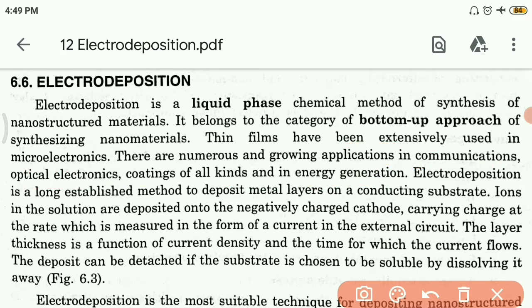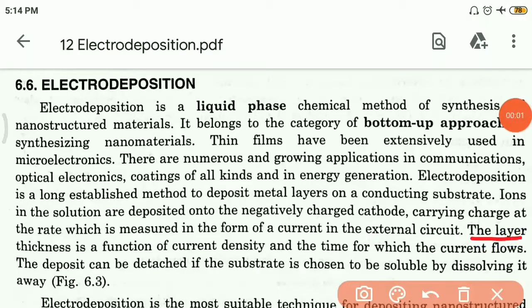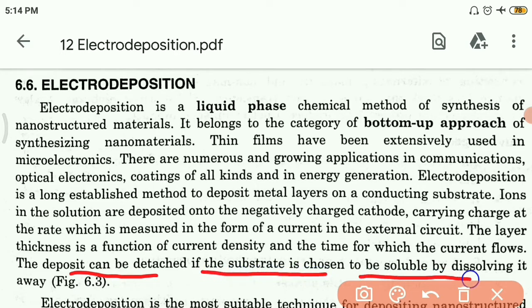So electrodeposition is a long established method to deposit metallic layers on a conducting substrate. Okay, so here the ions in the solution are deposited onto the negatively charged cathode, carrying the charge at a rate which is measured in the form of a current in the external circuit, right? Now the layer thickness is a function of two things, current density and the time for which the current flows. Okay, and the deposit can be detached if the substrate is chosen to be soluble, by dissolving it away.